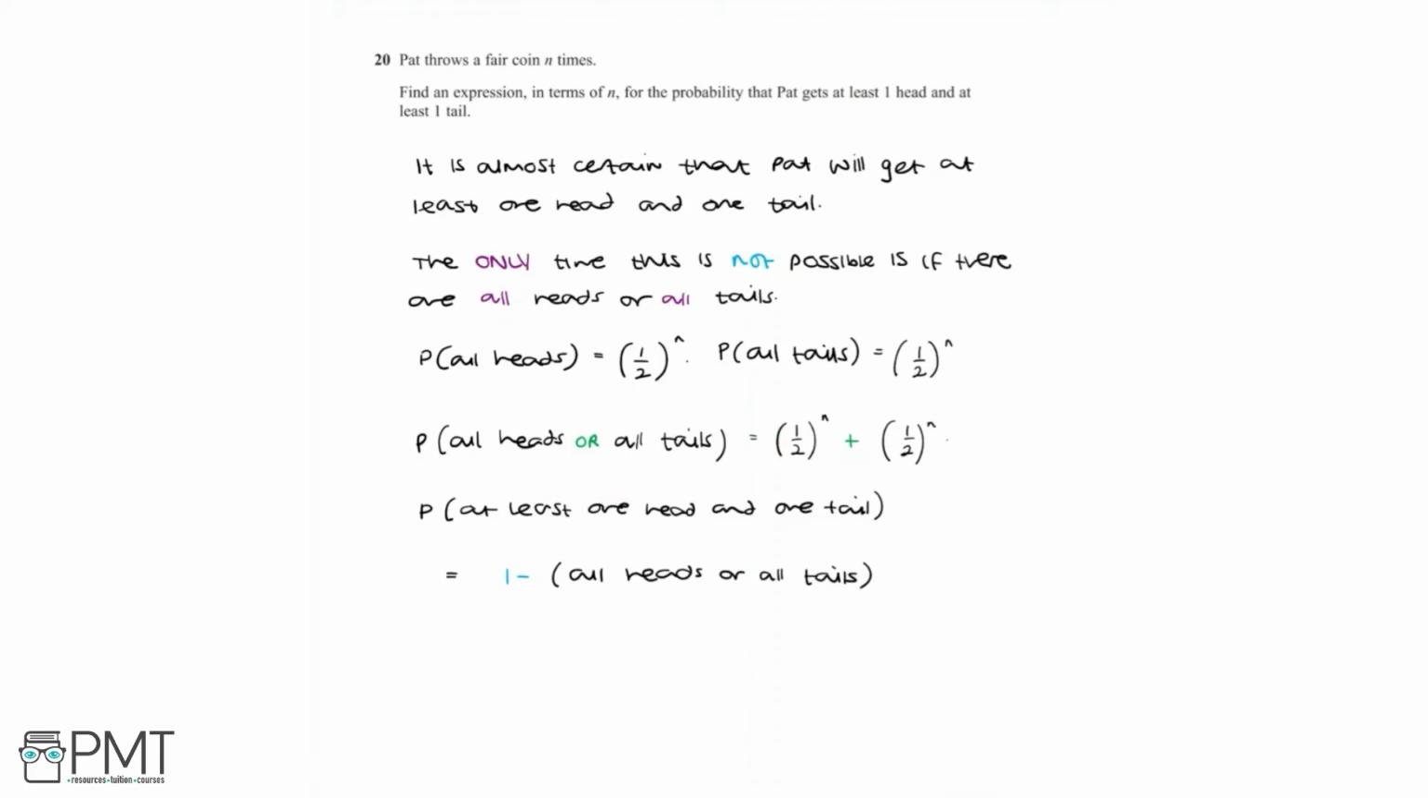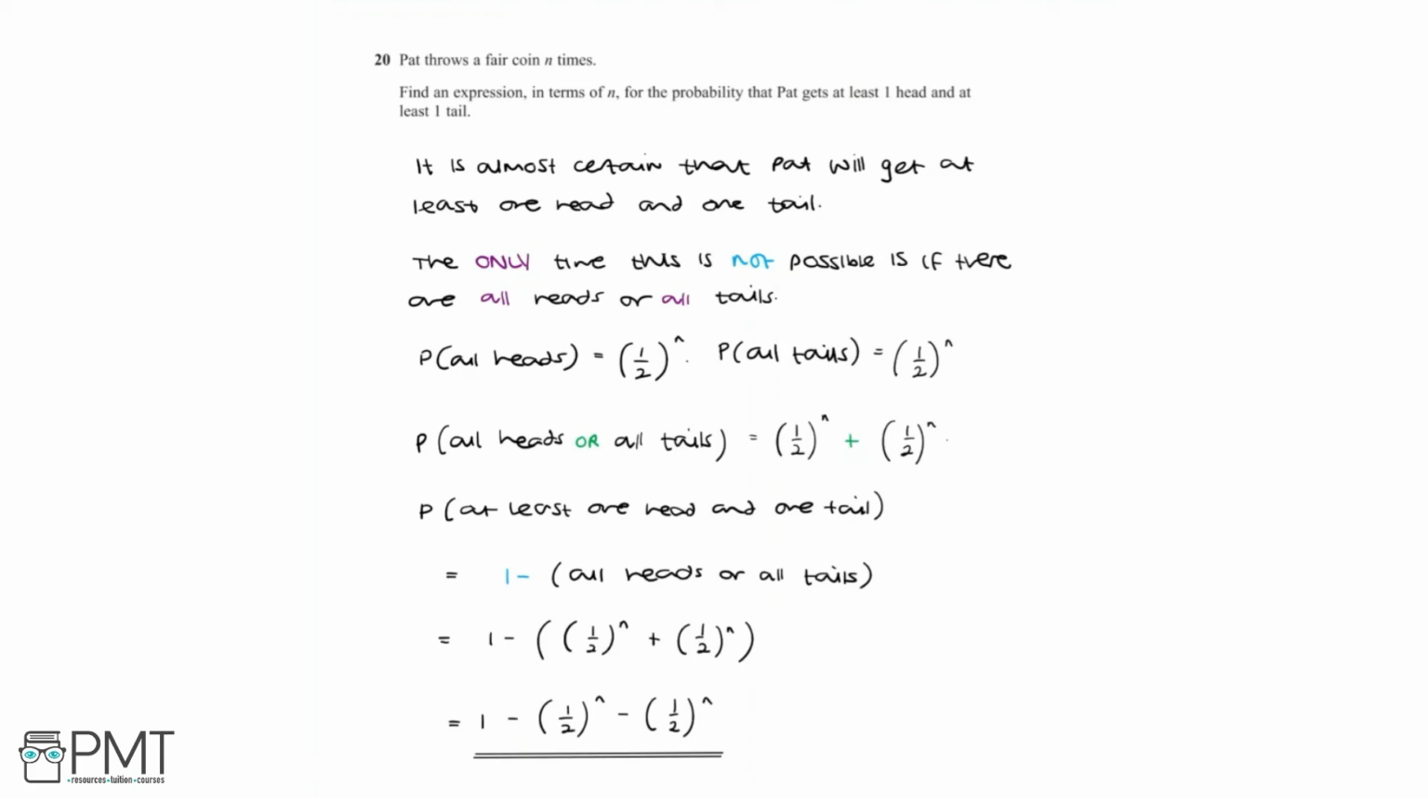And now the reason we take this away from 1 is because we're trying to find the probability of not getting all heads or all tails, and all probabilities add up to 1. And so to find the probability of at least one head and at least one tail, you do 1 take away 1/2 to the power of n plus 1/2 to the power of n. And when we simplify this, this ends up being 1 take away 1/2 to the power of n, take away 1/2 to the power of n. And so we've therefore found an expression in terms of n for the probability that Pat gets at least one head and at least one tail.